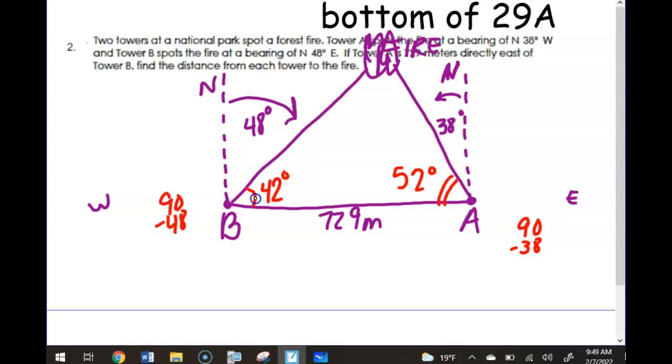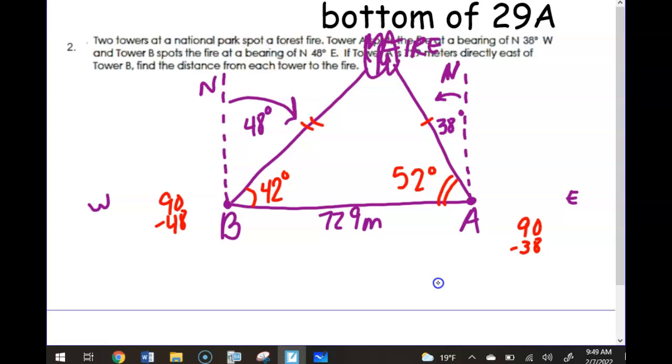Okay. Yeah, you got to think about this carefully. This side has got to be shorter than this side because it's opposite a 42 versus a 52 degree angle. Everybody good? So it's actually A that's closer, right? The shorter side is the side coming out of A.